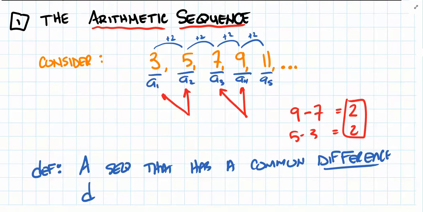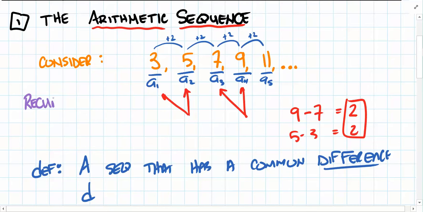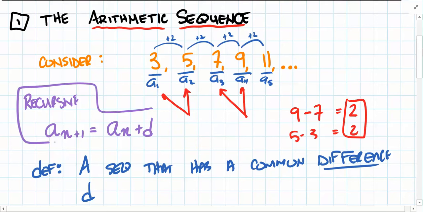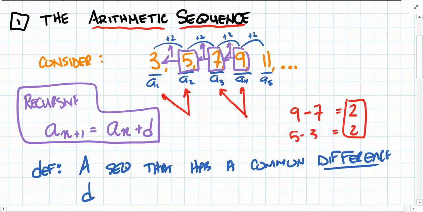You'll also note that an arithmetic sequence is recursive. What I mean by that is to get the very next term, a sub n plus 1, the next term is just the term before it, which is a sub n, plus whatever that common difference is. So as an example, to get the second term, I took the previous term and I added 2. To get the third term, I took the previous term and I added 2. To get the fourth term, I took the previous term and I added 2. That's what this means right down here, so it is recursive.